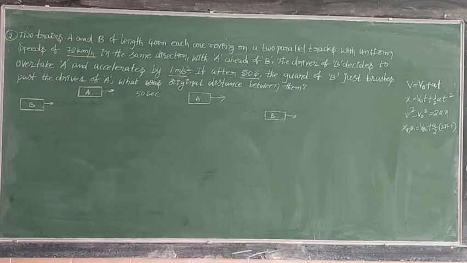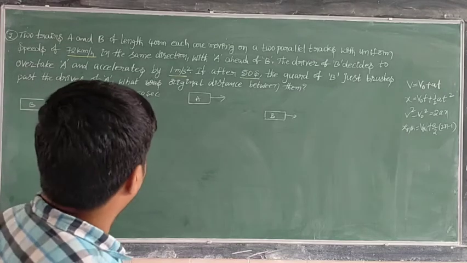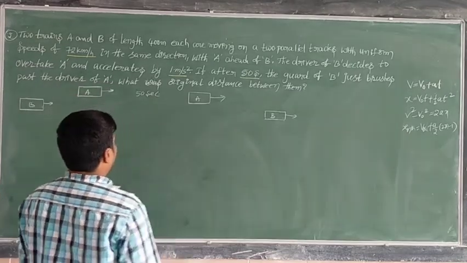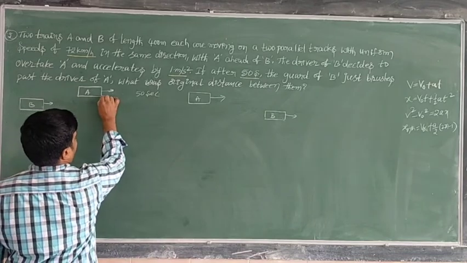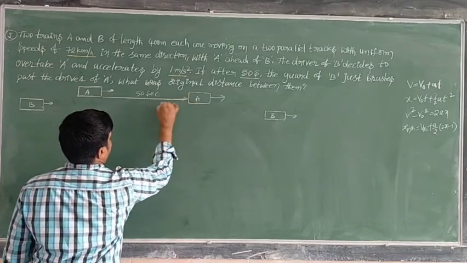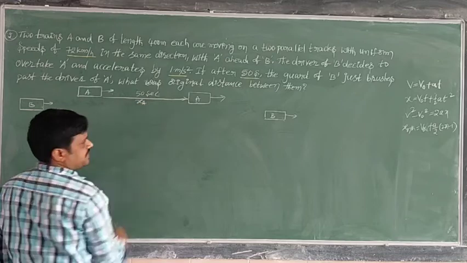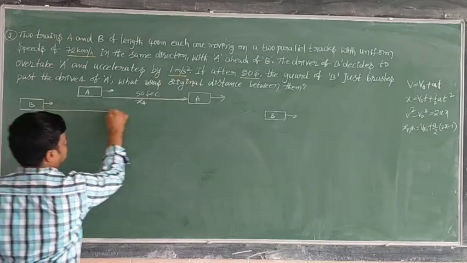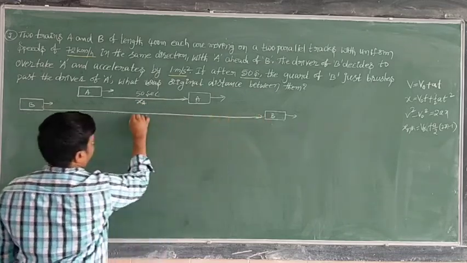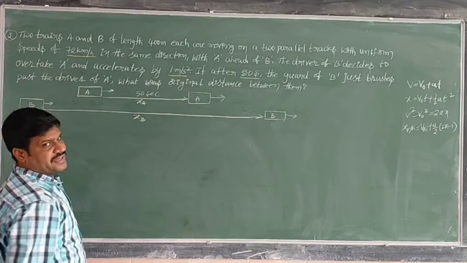This is the question. Now before going to this question, just observe what happened within the 50 seconds. The distance traveled by train A is xA. Within the 50 seconds, the distance traveled by train B is xB.